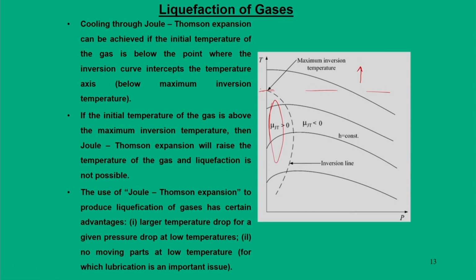That means when you are looking at the gas at low temperatures, for a given pressure drop we can also get a larger temperature drop. That means when you do this throttling process at low initial temperatures, we can get a larger drop in temperature for a given pressure drop. And moreover, here we just have to reduce the temperature, there is no moving part. That means other issues like lubrication of the devices are not required. So, these two advantages help us use the concept of the Joule-Thomson coefficient as a mechanism to liquefy gases.